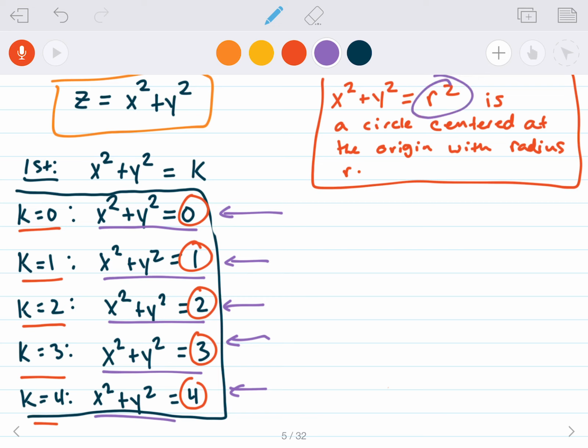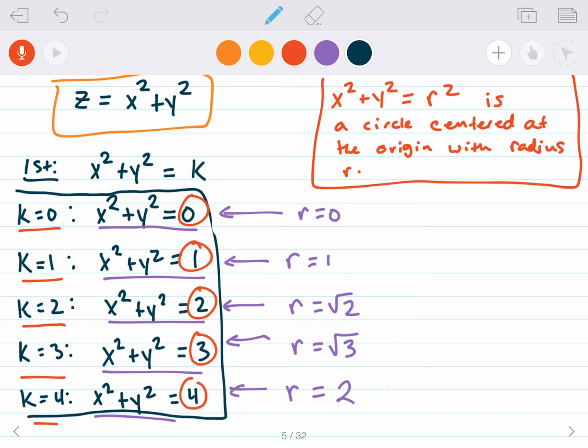So because the radius is r squared, the radius here is 0. That's pretty clear. We know that in this case r squared equals 1, so the radius is 1. In this case r squared equals 2, so the radius is square root of 2, right? Because if we solve for r, square root both sides, r equals square root of 2. All right. Next, here r is equal to the square root of 3, and here r is equal to 2, right? Square root of 4 is just 2. So that's what's happening to the radius.